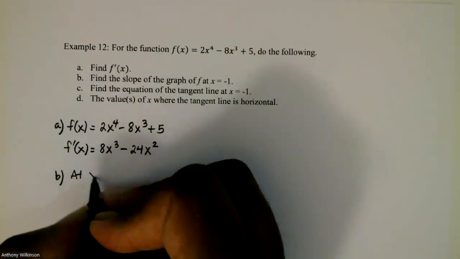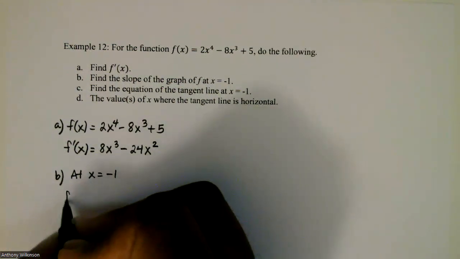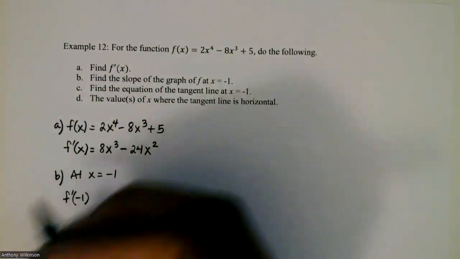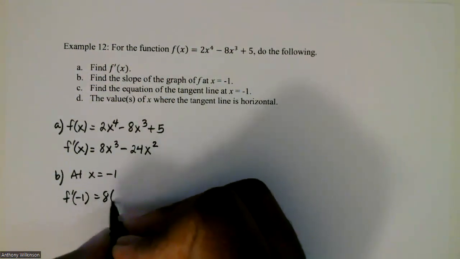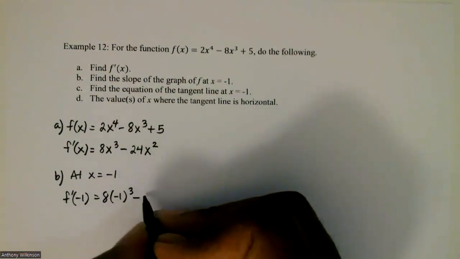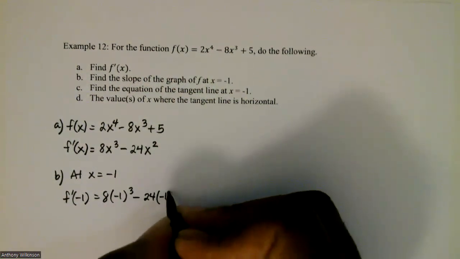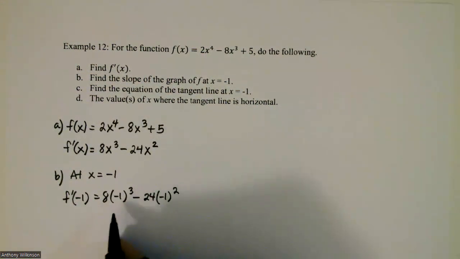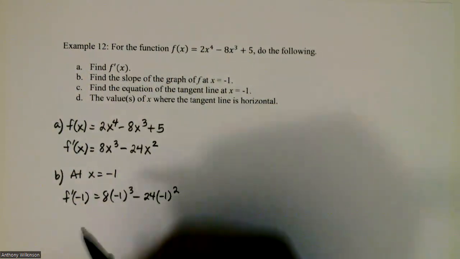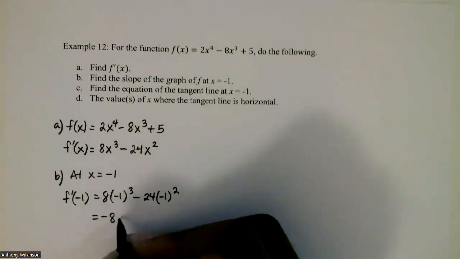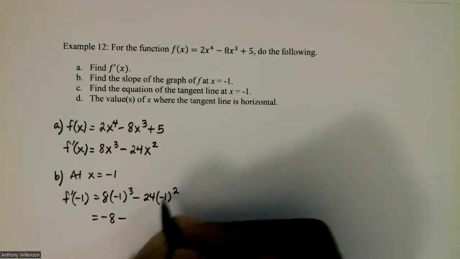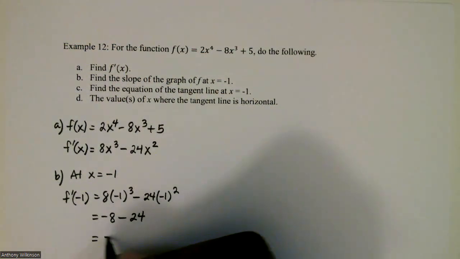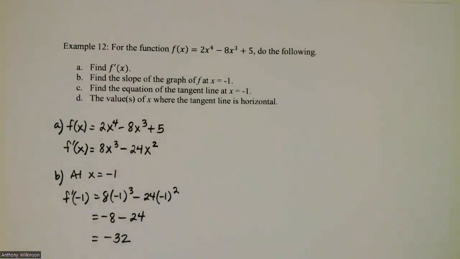So at x equal -1, we just substitute our x in the f prime of x function with -1. So here we're going to have 8 times -1, that's cubed, minus 24 times x, which is -1, and that will be squared. Well, if I cube a negative, that's going to be negative. So -1 cubed would be -1 times the 8 in front will be -8. All right, minus the -1 you square is going to be positive. So it'll be minus 24. -8 minus 24 ends up being -32.